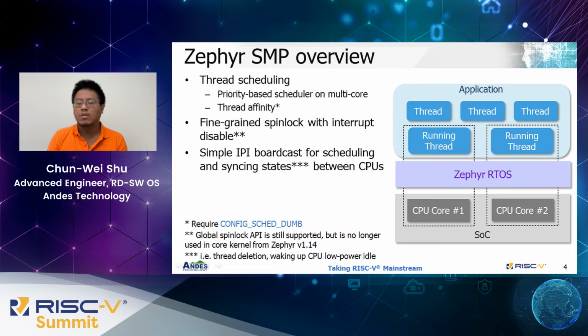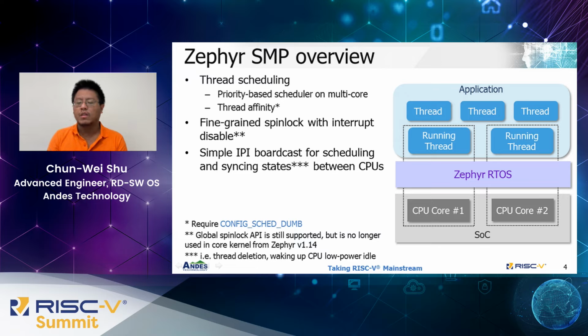The SMP kernel can run multiple threads at the same time on multiple cores. Besides, the Zephyr SMP scheduler is still a priority-based scheduler for RTOS, so it's a high-priority execution-first policy across multiple cores. Zephyr also supports a thread affinity feature, which can fine-grain control a specific thread to be executed on a specific core.